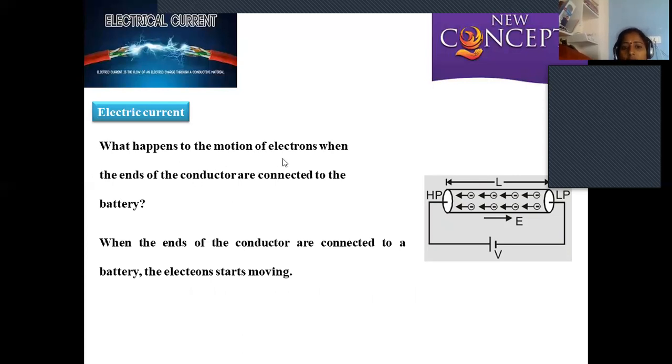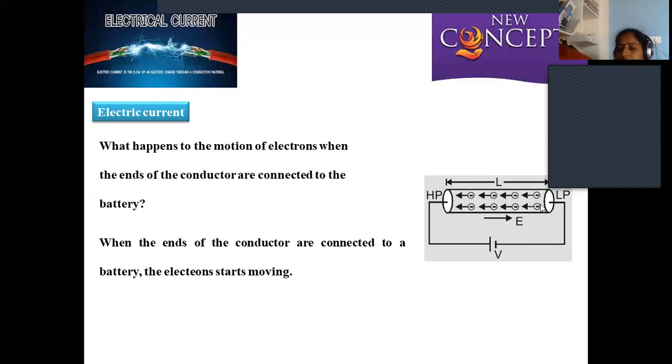Now, we are going to arrange these electrons in a particular condition so that movement of electrons is possible. What happens to the motion of electrons when the ends of the conductor are connected to the battery? So we are taking the same conductor, and both ends of this conductor are now connected with the battery, right? So when the ends of the conductor are connected to the battery, what happens? Electrons move in a particular direction. Here, LP denotes what?